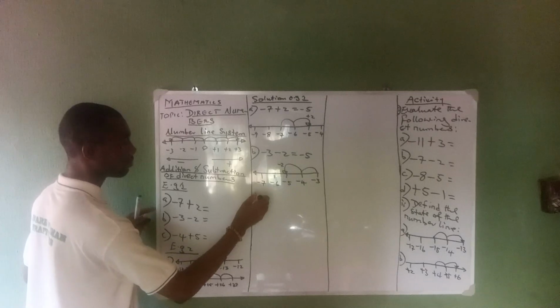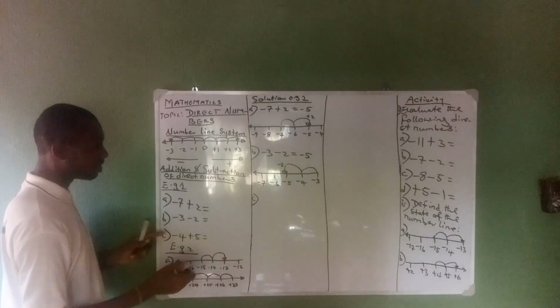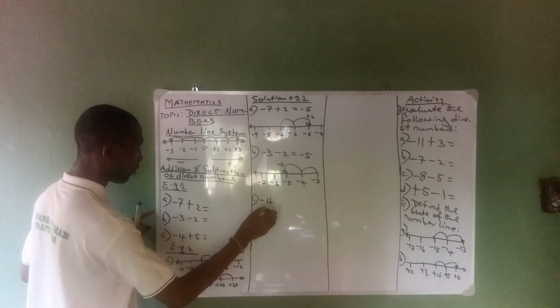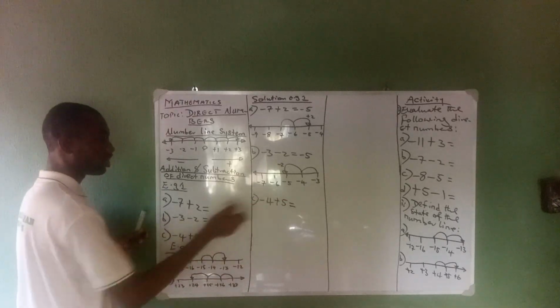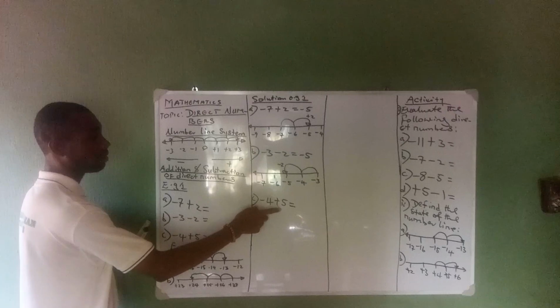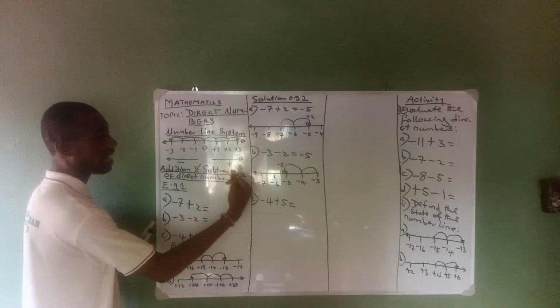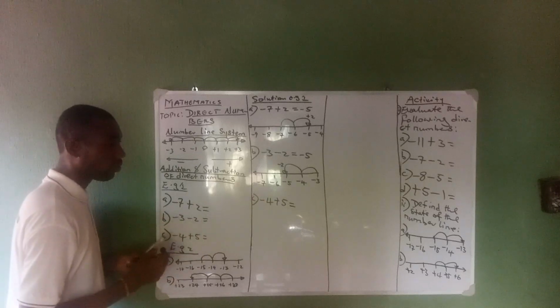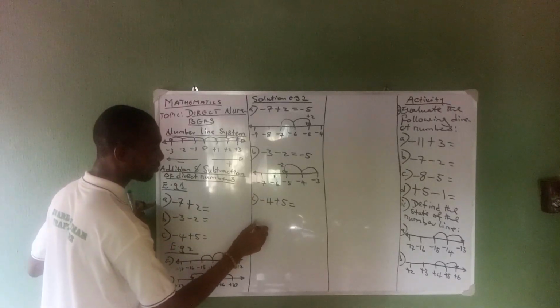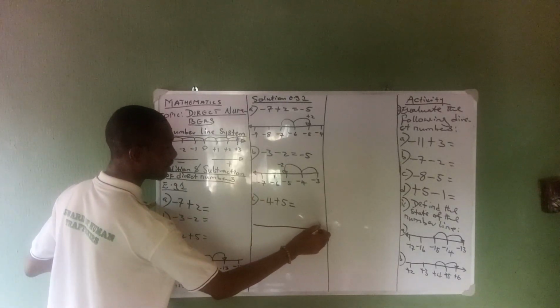Then we have the C. In the case of the C, we have minus 4 plus 5 is equals to. If you watch here, you will see that the 5 happens to be the highest positive value, and the 5 is greater than what? Than the 4. So we produce our number line. We have it like this, in this manner.